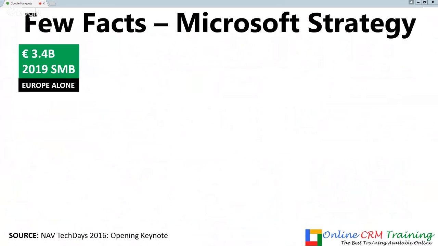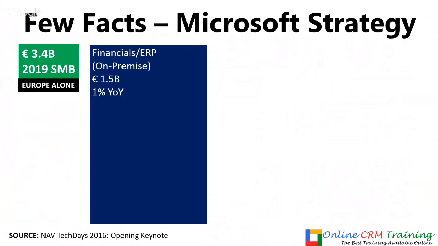So for 2019, the focus is on SMB, small and medium-sized business owners, and the target they are looking to achieve is 3.4 billion euros. And this is just Europe alone. It's not including any other countries. So these are the business solutions that will be contributing. Let me tell you the breakup of the solutions, what solutions they are trying to pitch, how Dynamics 365 fits in the strategy, and why it's so important to learn Dynamics 365.